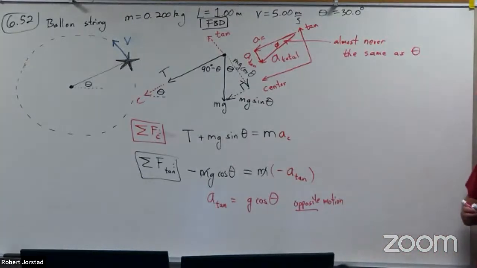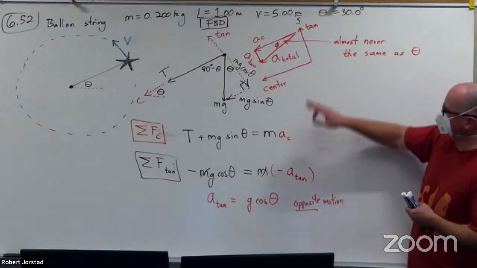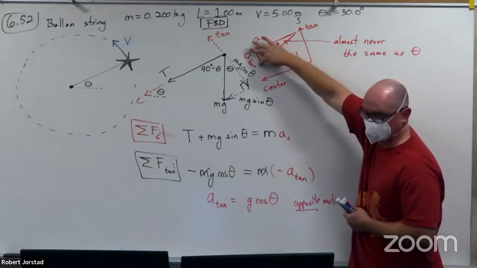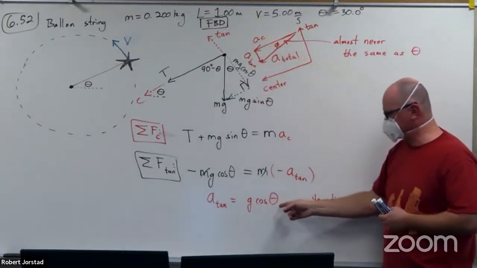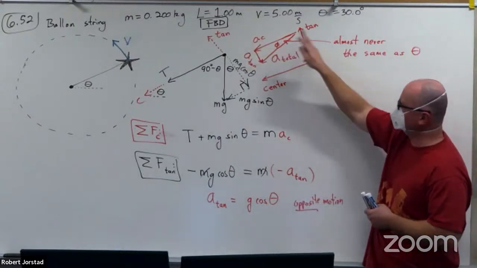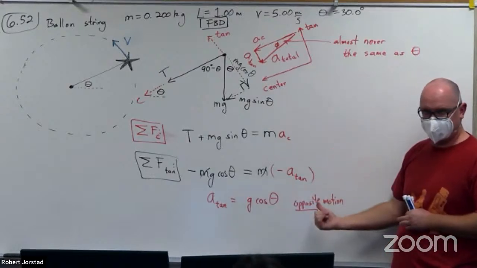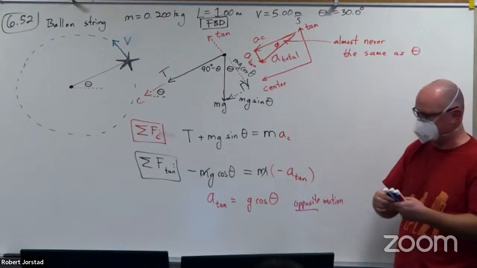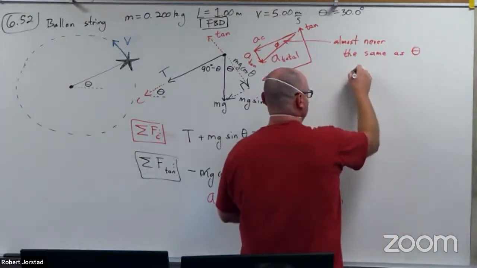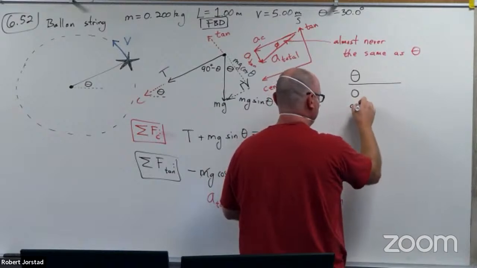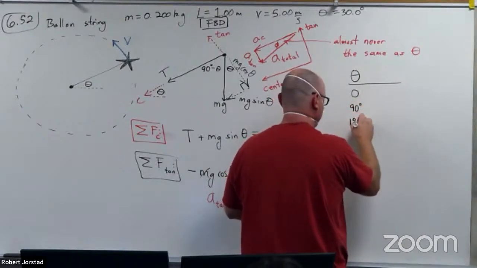Now think about this. The minus signs cancel, but look at this picture. We found out that A tan, which is the size of this arrow, is g cosine theta, and it's directed opposite the motion. Right? Let's do a quick table here. Theta. Give me a sec.